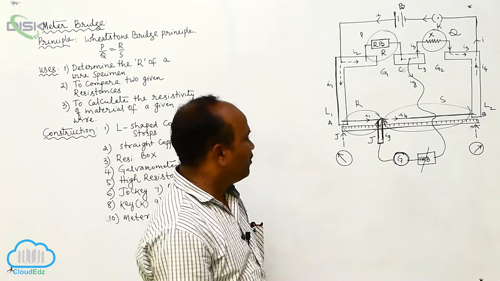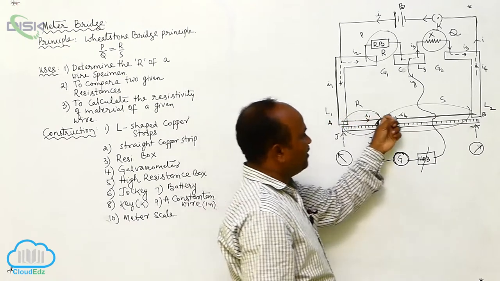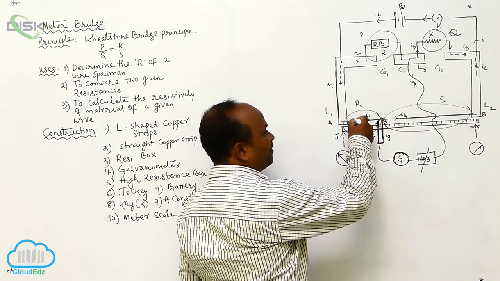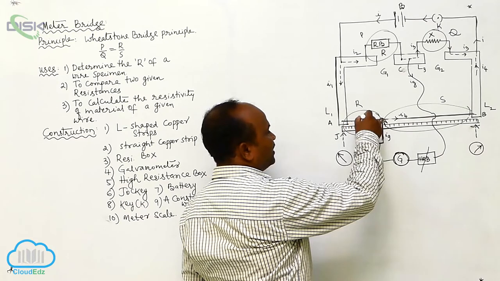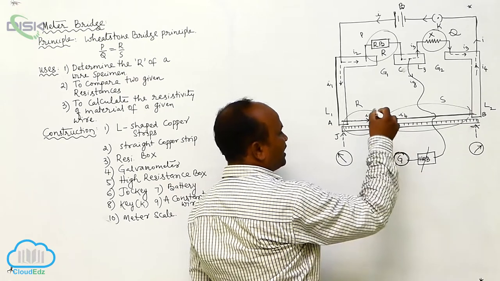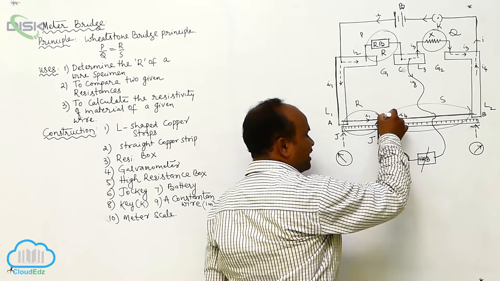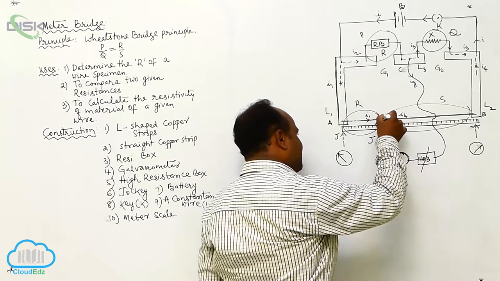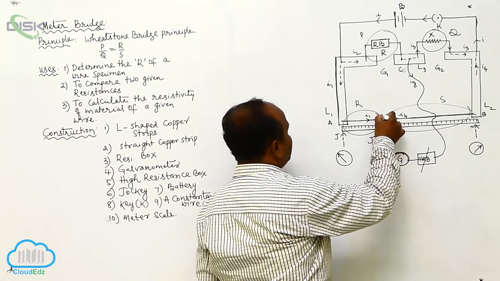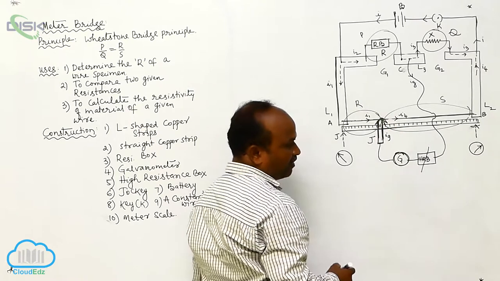the exact null point. Now here the jockey is moved along the AB wire. Jockey is moved here. See the galvanometer deflection. Or jockey is moved here. See the galvanometer deflection. At a particular position of the jockey on the constantan wire, the galvanometer shows zero deflection.